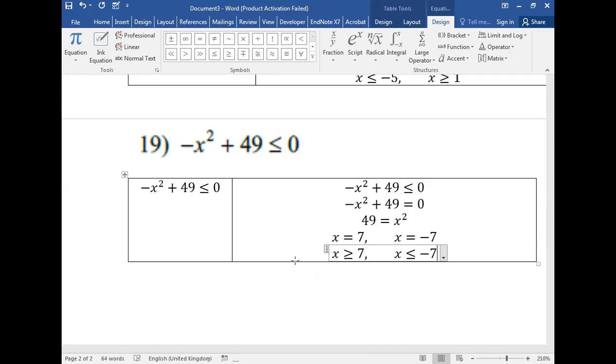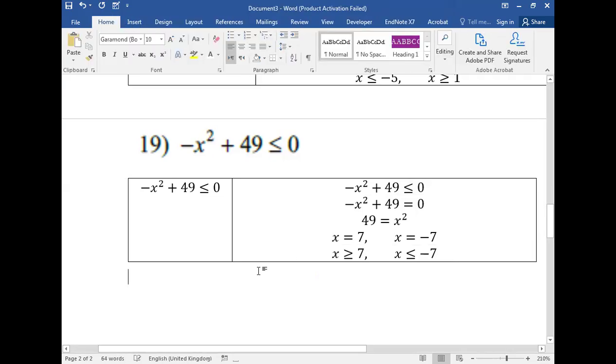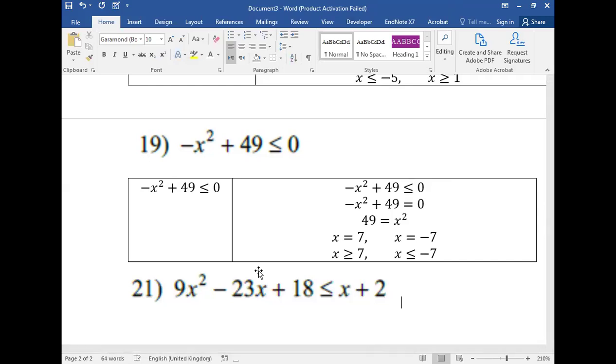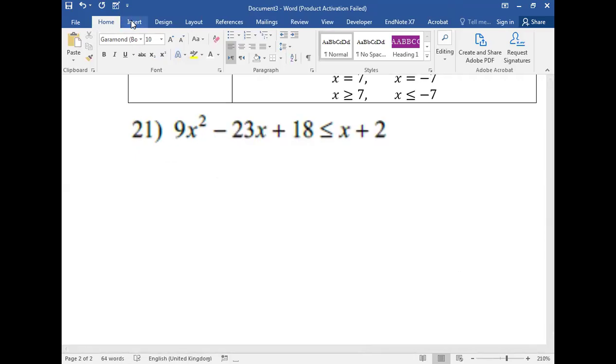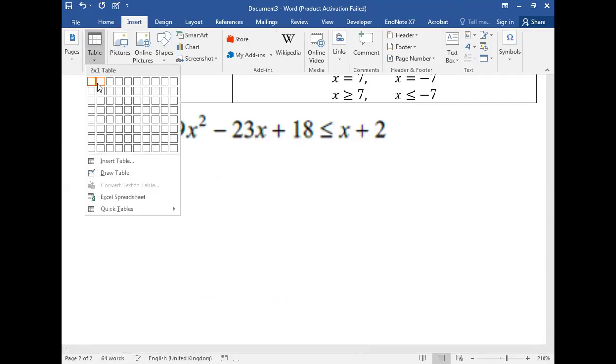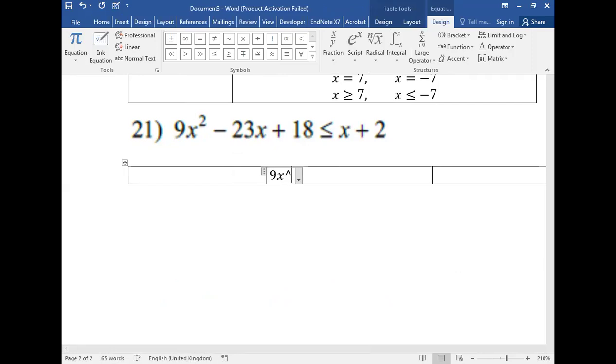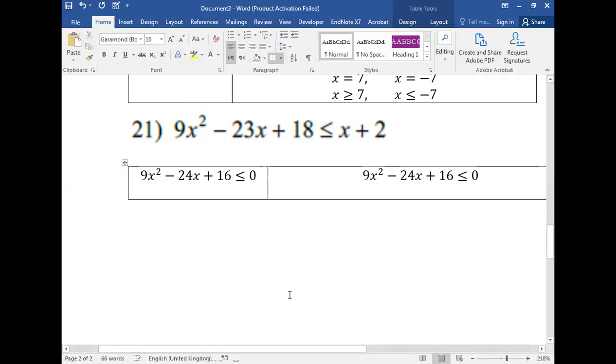So let's try to do this one. Again, let's simplify this first. 9x squared minus 24x plus 16 is less than equals to 0. So clear है ना simplification तो? Okay, now what?